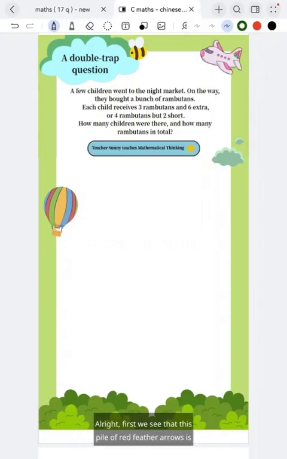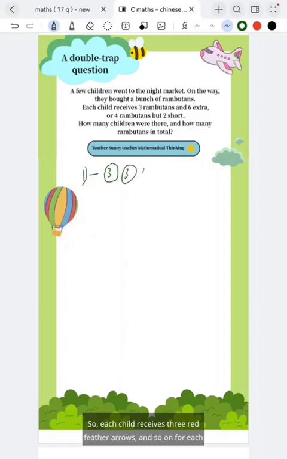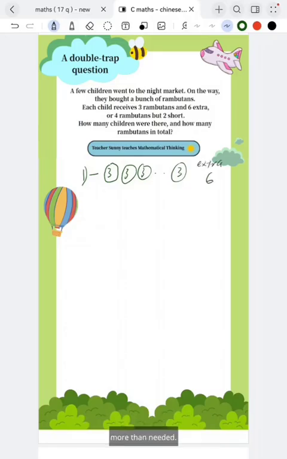Alright, first we see that this pile of red feather arrows is distributed to the children twice. So how is the first distribution done? In the first distribution, each child gets 3 red feather arrows, right? So each child receives 3 red feather arrows. Then there are 6 left over, 6 extra, so that means there are 6 more than needed.